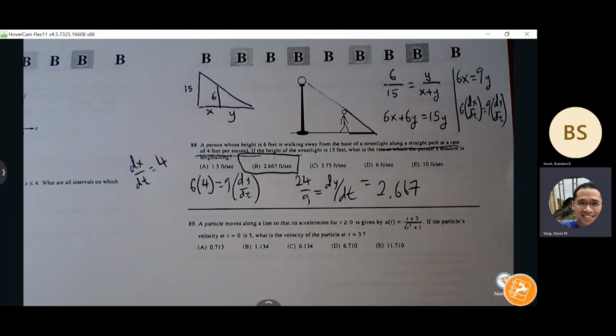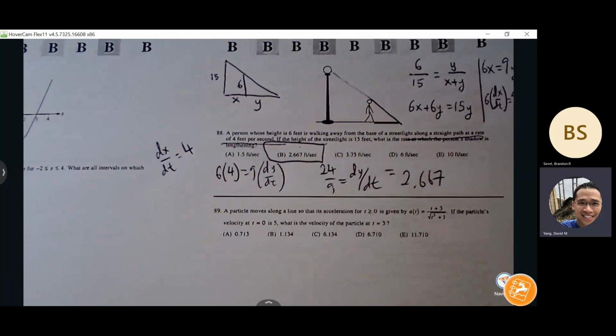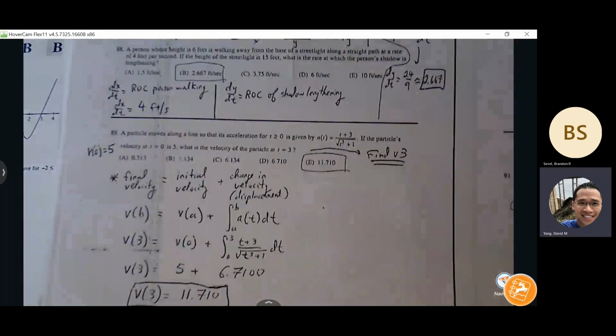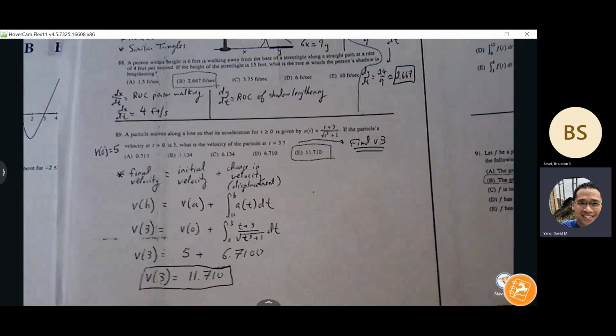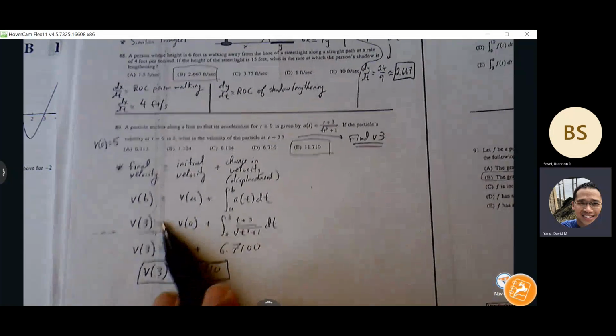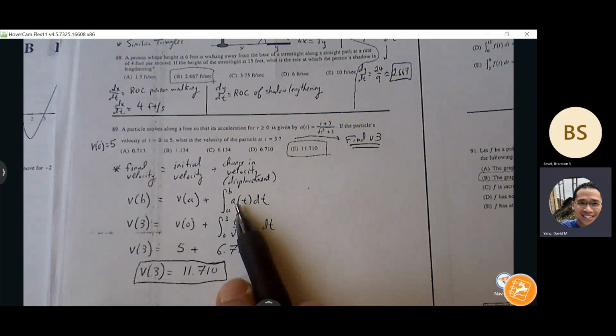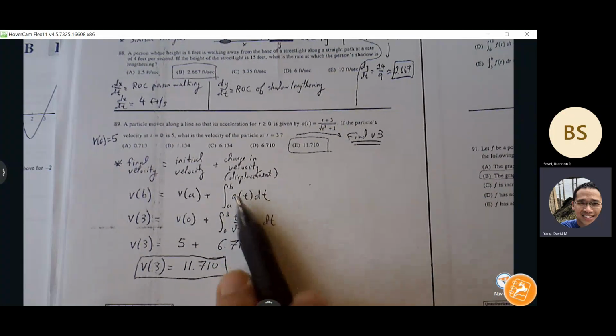A particle moves along a line so that its acceleration is given by a of t. The particle's velocity at t equals 0 is 5. What's the velocity? We can use our formula that we've been using a lot, which is final position equals initial plus displacement. But we can adapt it for velocity. Final velocity equals initial velocity plus displacement of velocity. So v of b equals v of a plus the change of velocity, the integral from a to b of a of t.